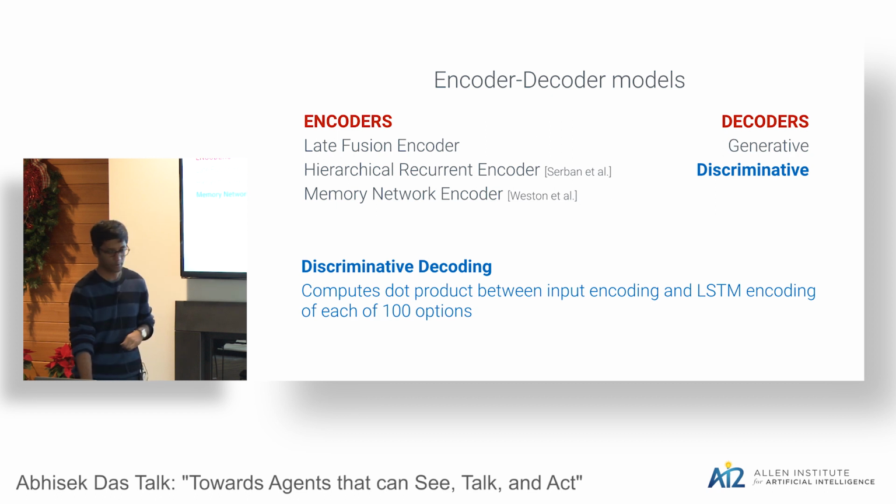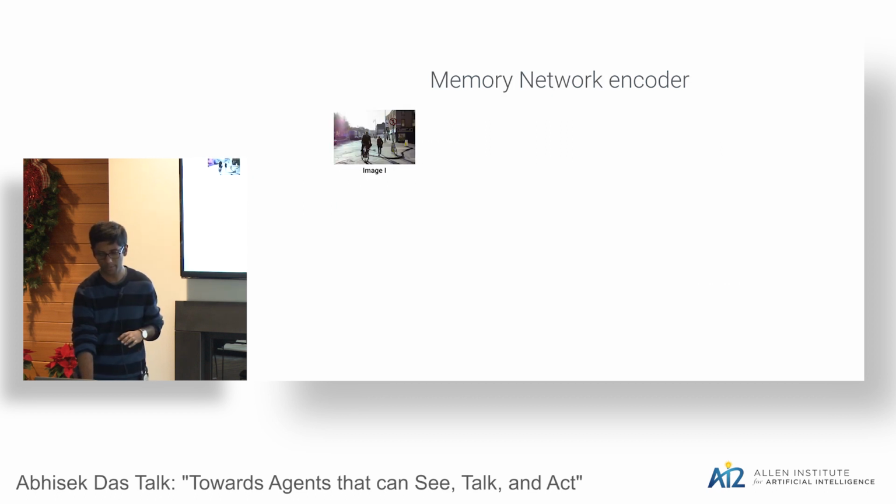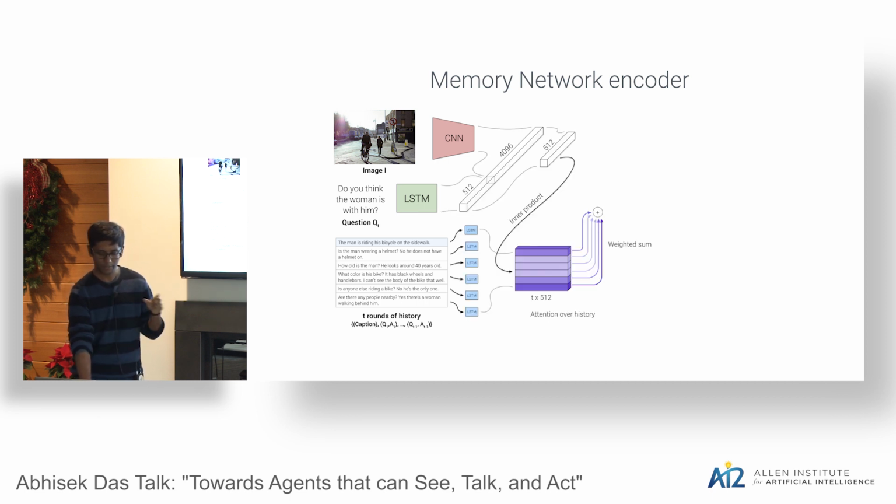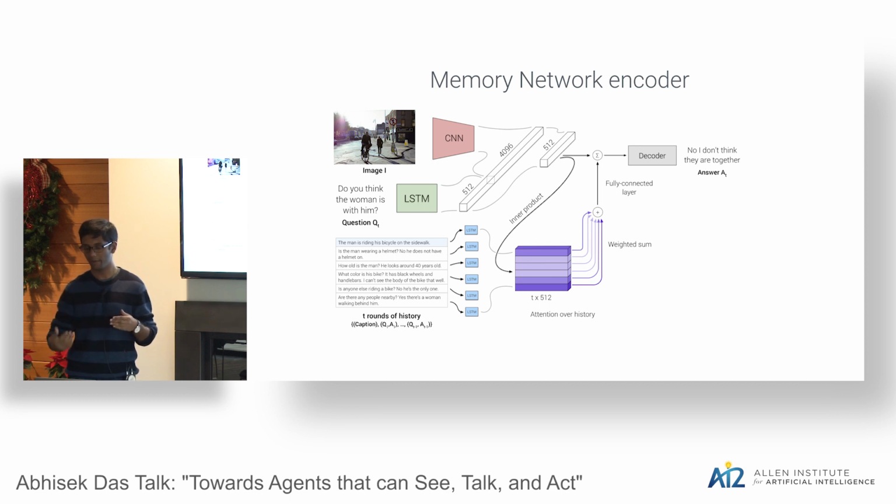I'll go over one of the encoders in detail. So the memory network encoder, this is building on Jason Weston's work. It's a fairly straightforward model. There's an image which is encoded with a VGG16 CNN. There's a question that's encoded with an LSTM. And each round of dialogue history is independently encoded with an LSTM to get a fixed size representation. We then compute attention over these rounds of dialogue history conditioned on the image question embedding. We combine those features, and then we pass it to the decoder, which might be a generative or a discriminative decoder.